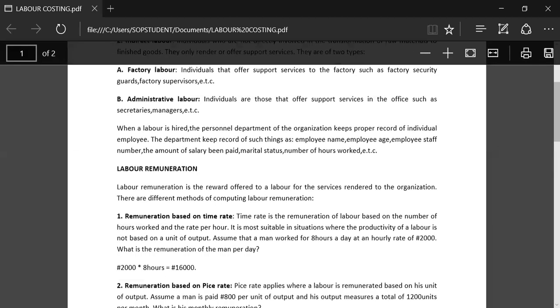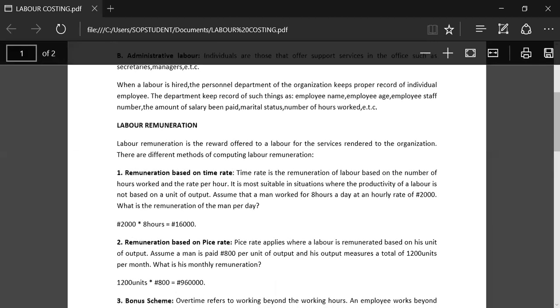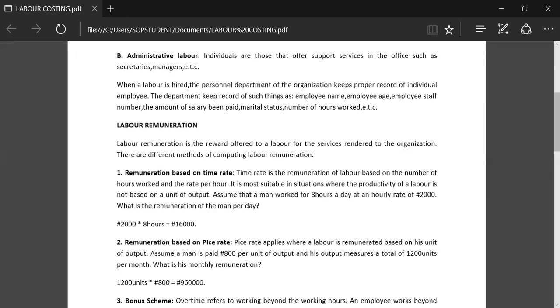Now, labor are rewarded for their work. Labor remuneration is the reward given to labor for the service rendered to the organization. Now, remuneration can be calculated in different ways. Number one, it can be calculated based on the time rate. In other words, the number of hours worked and the rate per hour.